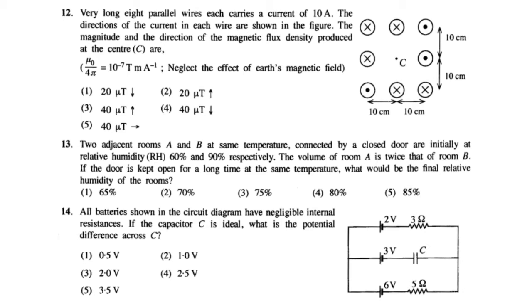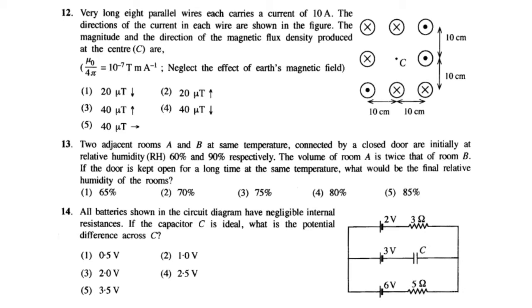Then we use the relative humidity equation for each room. When we take A first, we can write 60 equals M1 divided by 2M multiplied by 100. So M1 is 1.2M. Then for the B room, 90 equals M2 divided by M multiplied by 100. So M2 is 0.9M.